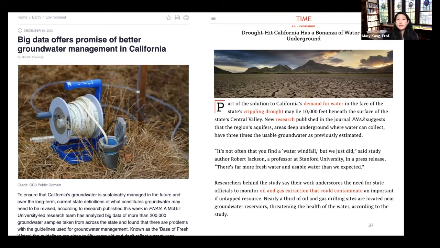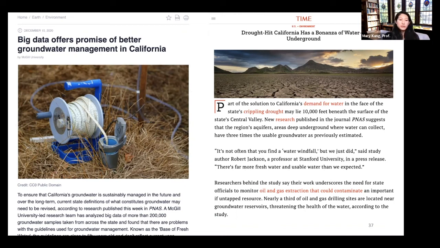So big data offers promise of better groundwater management in California. The article to the right talks about analyzing over 200,000 groundwater samples to better understand what water should be managed under their Sustainable Groundwater Management Act. Because right now, a lot of the groundwater sustainability agencies are using data, or actually not data, but data compilations and analysis that were done in the 1960s and 70s.